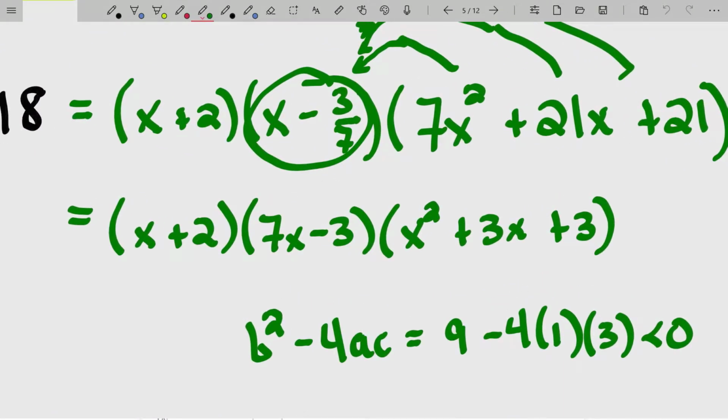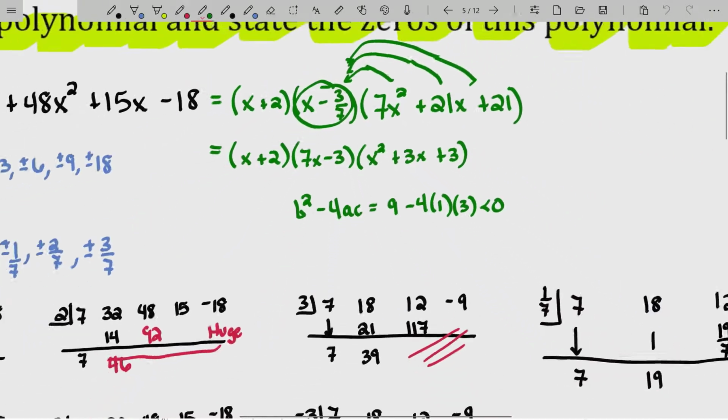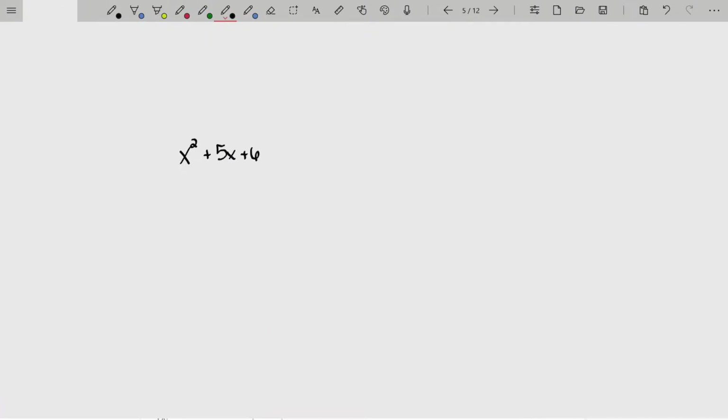That x squared plus 3x plus 3 is considered to be an irreducible quadratic, but you can actually factor it over the complex number system. I'll show you how. It's better to see the factorization with an easier example. So you know how to factor this. You know this is going to be x plus 2 times x plus 3.